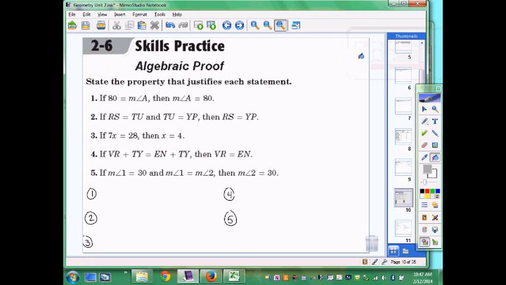Okay, when you look at these, and you're trying to figure out which property it is, look at the difference between the if part and the then part. What changed?